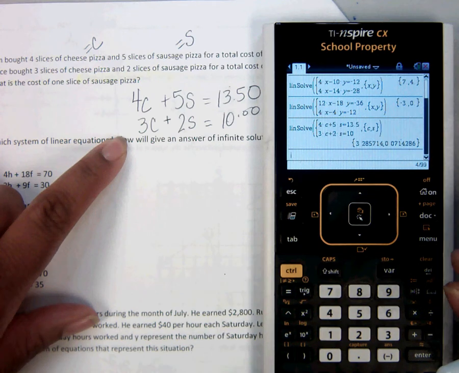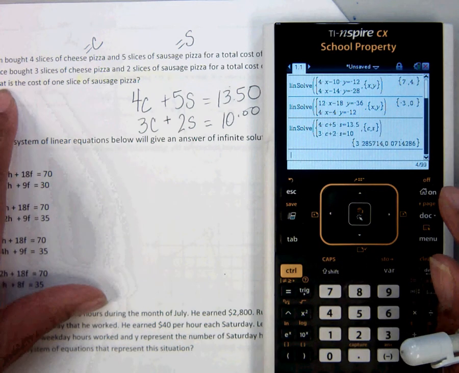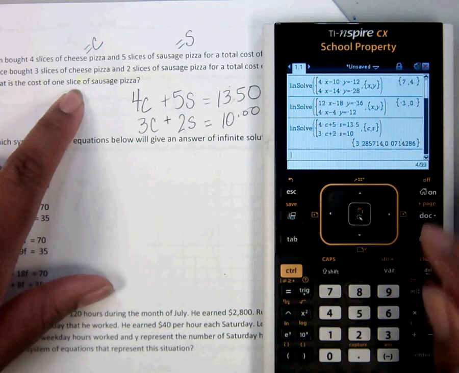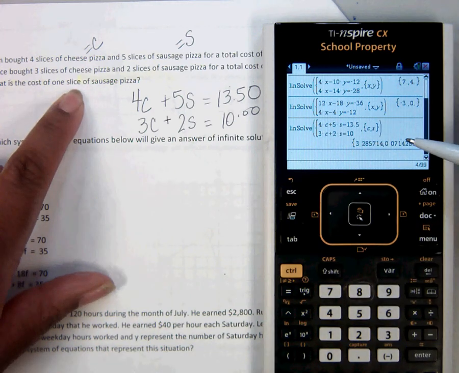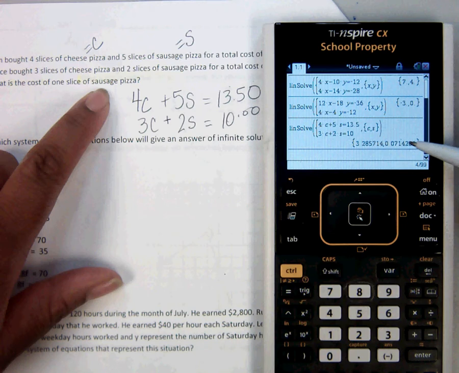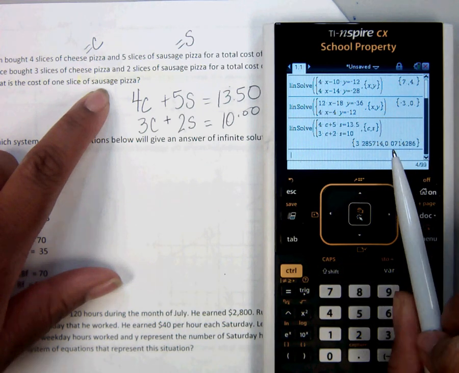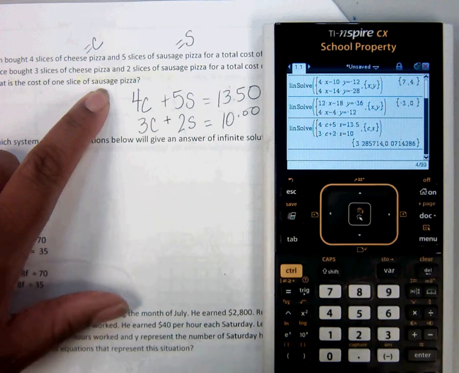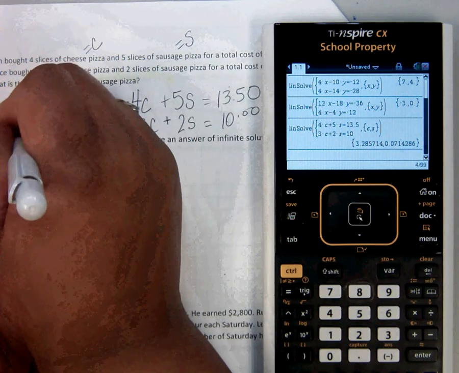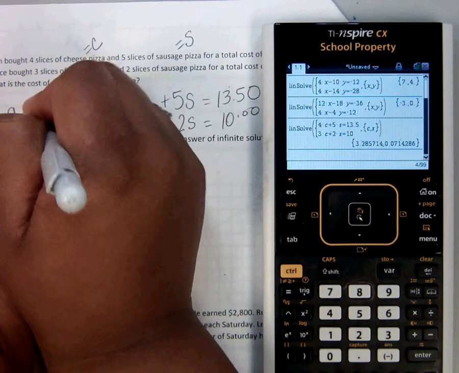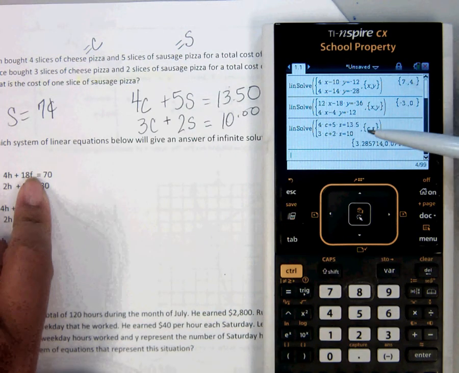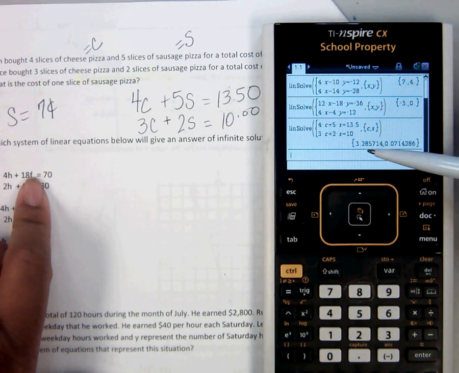Okay? So, what is the cost of one slice of pizza? Of sausage pizza, that's the second one. And we're talking about money, so it would be 7 cents. So that's some cheap pizza. 7 cents. And the cheese pizza would be $3.29.